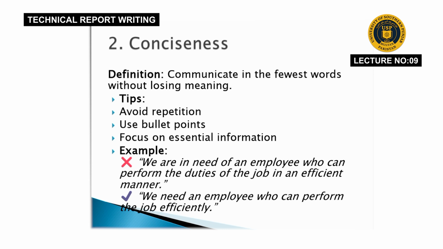Let's look at an example. The first sentence is, we are in need of an employee who can perform the duties of the job in an efficient manner. The second sentence says, we need an employee who can perform the job efficiently. As you can see, conciseness is especially important in technical reports because busy readers need to understand key information quickly.